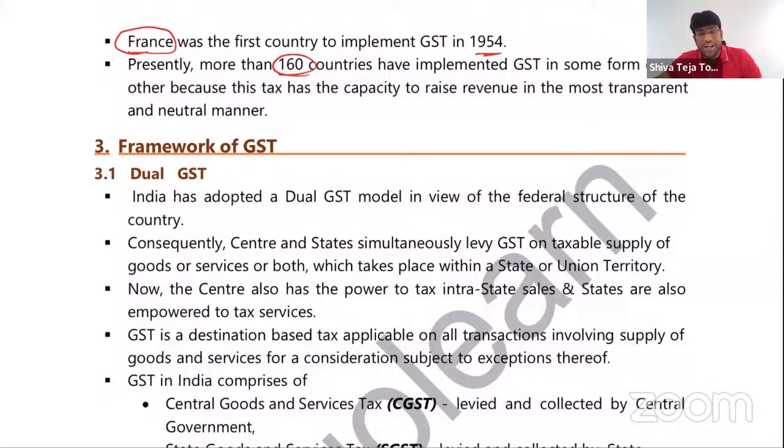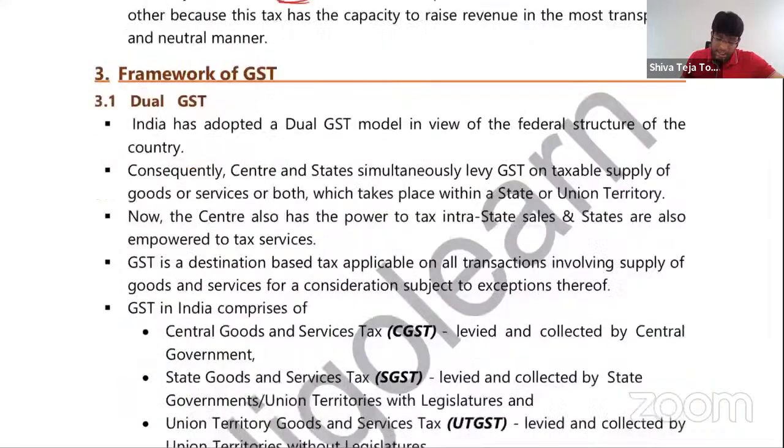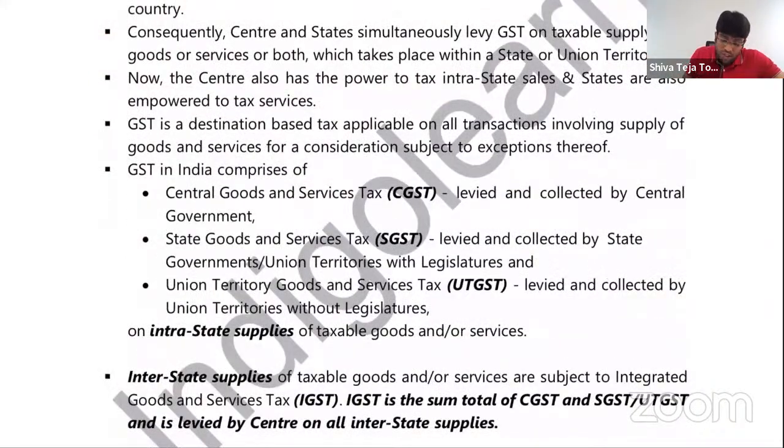As I was telling you, there are two types of supply known as intrastate supply and interstate supply. For intrastate supply, we charge CGST and SGST. CGST and SGST. That's why it's called the dual GST model. And for interstate supply, we charge IGST. For intrastate, CGST and SGST. For interstate, IGST. Then, this part I already told you, GST is a destination-based tax.